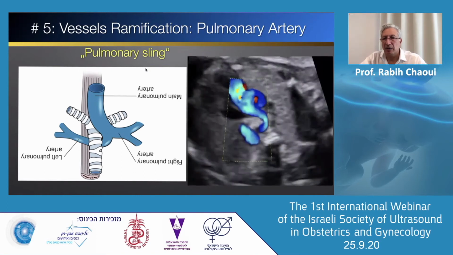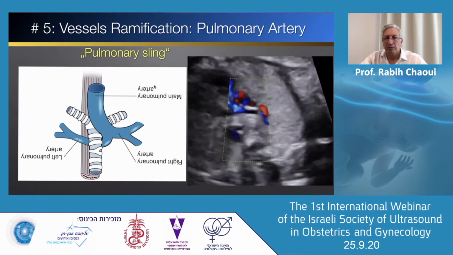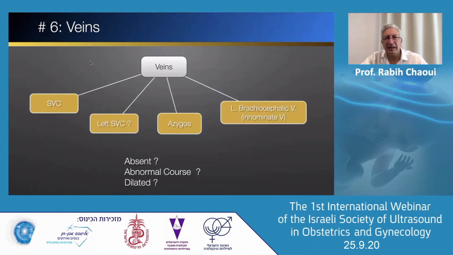Again, here on color Doppler, how it looks like. Now, please let us move now to the veins. The veins are multiple in the upper thorax. It is in general the superior vena cava. Occasionally, 1 out of 300 cases can be an additional second vein, a left superior vena cava.